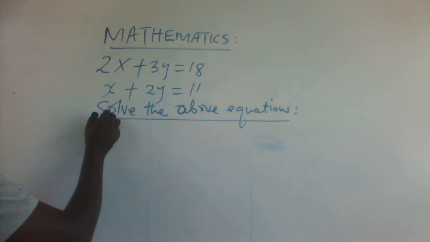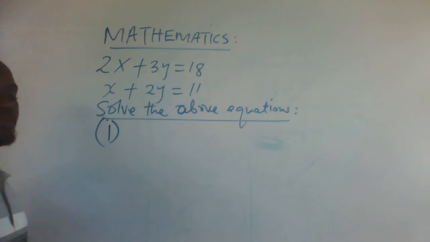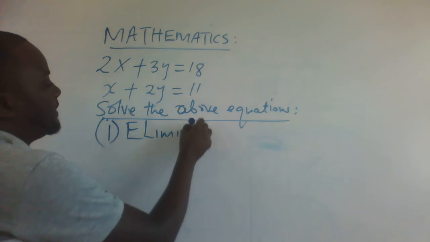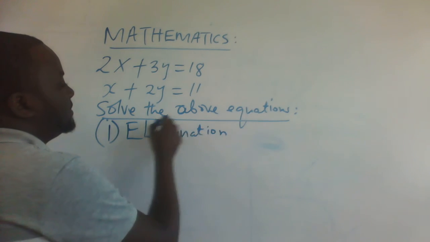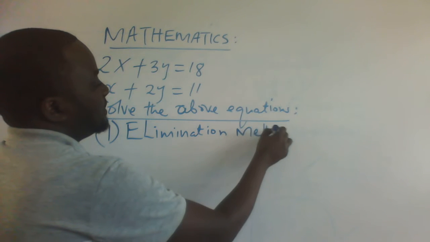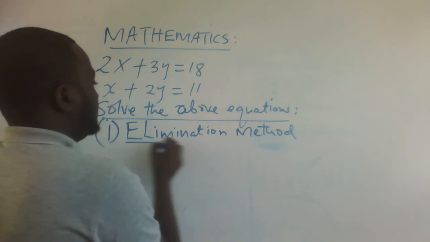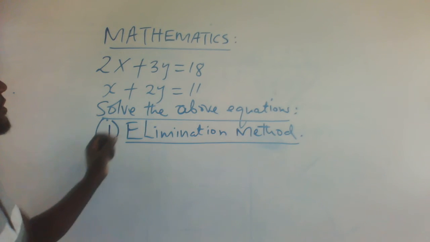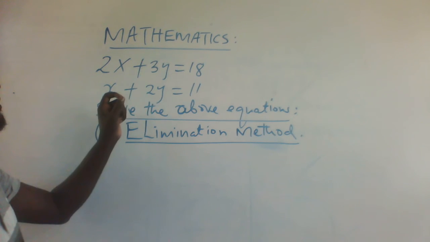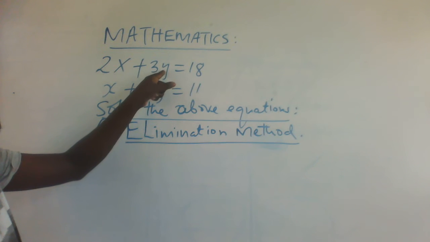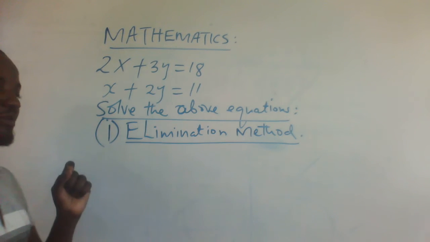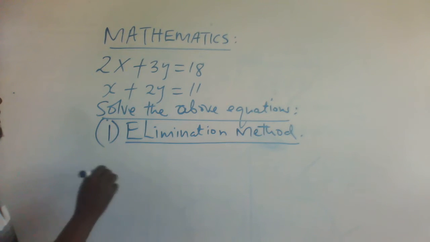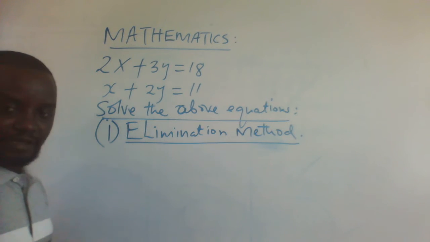We have the first one that is taught in Form 1, the elimination method. In this elimination method, you are supposed to decide which variable, either y or x, you want to eliminate, you want to do away with. Now, in my case, I want to eliminate x.